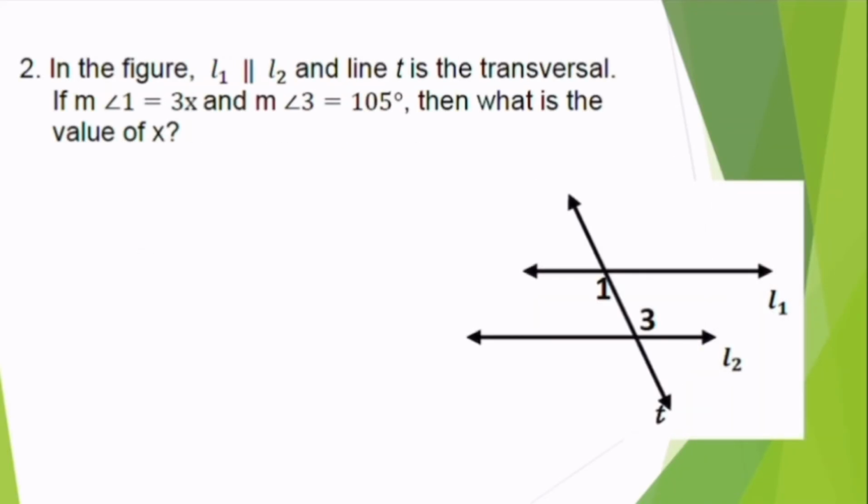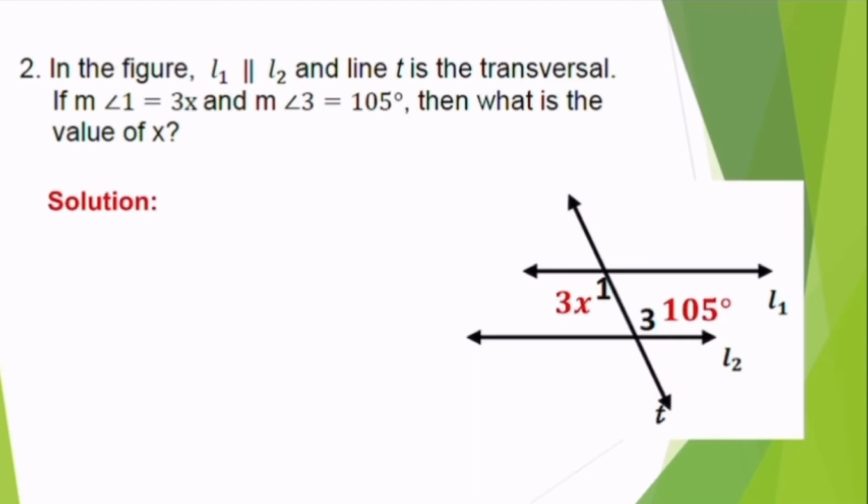In the figure, L sub 1 is parallel to L sub 2 and line T is the transversal. If the degree measure of angle 1 is 3x and the degree measure of angle 3 is 105 degrees, then what is the value of x? So from here, we will have our solution.